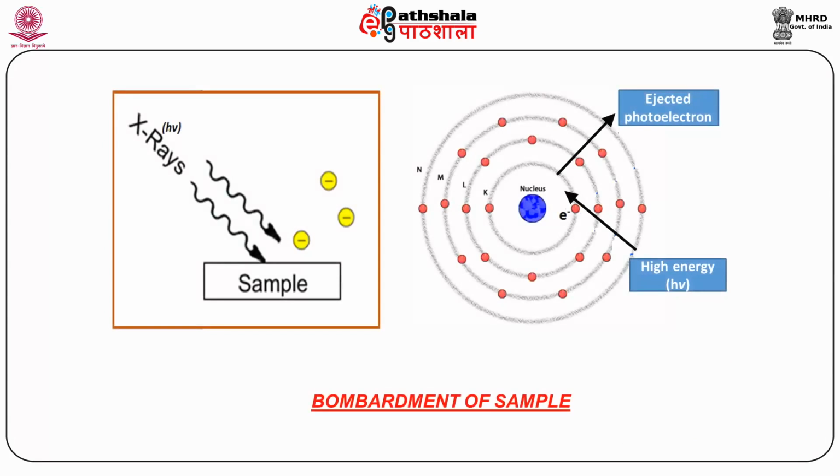The sample is bombarded by high energy X-rays, as shown here. Once this interacts with the matter, the target, it loses electrons, and that ejected electron is called the ejected photoelectron. The sample is bombarded with high energy X-rays of energy h nu.